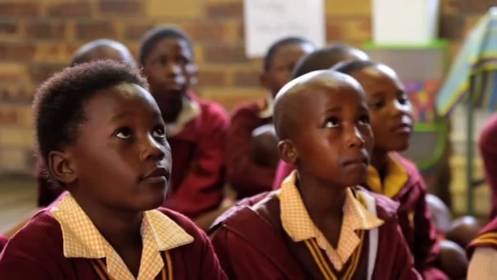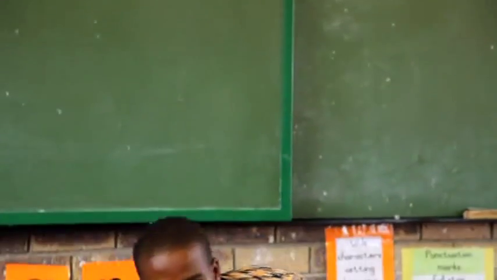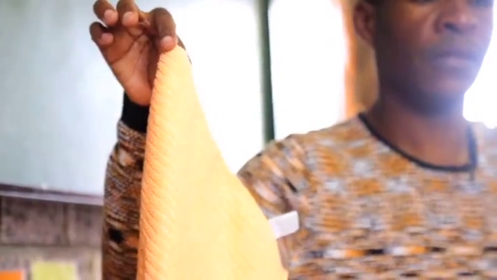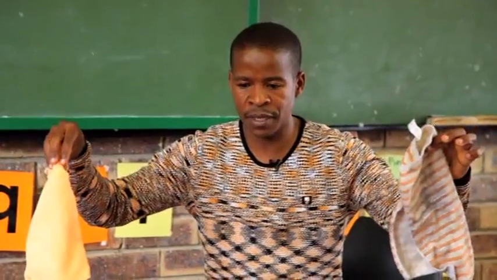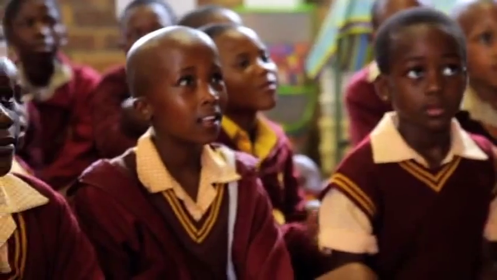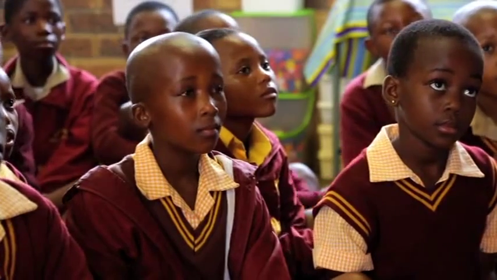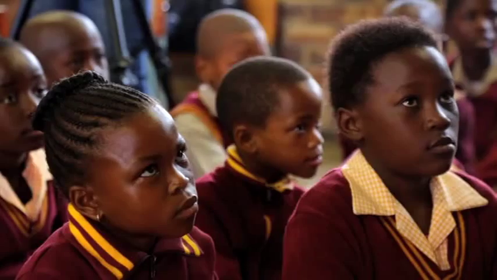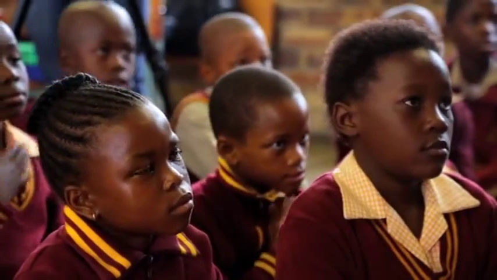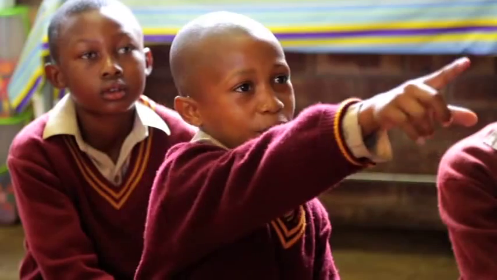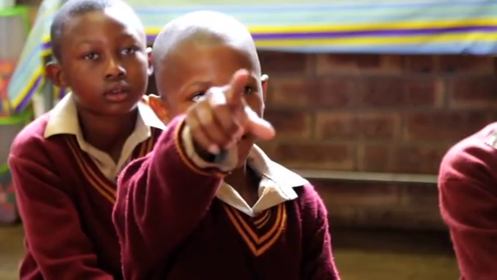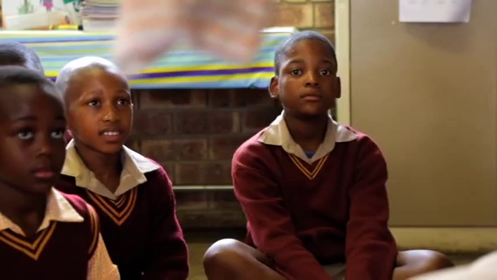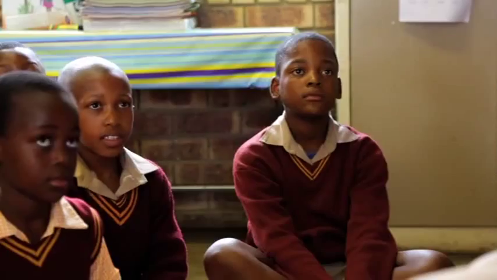Boys and girls, look at me. What is this, boys and girls? What is this? Cloth. They are cloth. Do you think these two cloths look the same? No. They are not the same, grade 3s. What can you tell me about these two cloths? That one is clean and that one is dirty. Well done. This cloth is clean and this one is dirty.